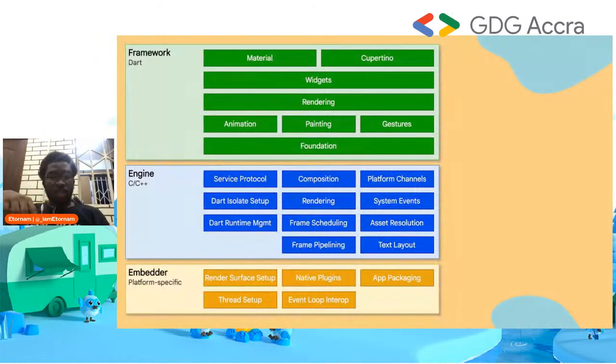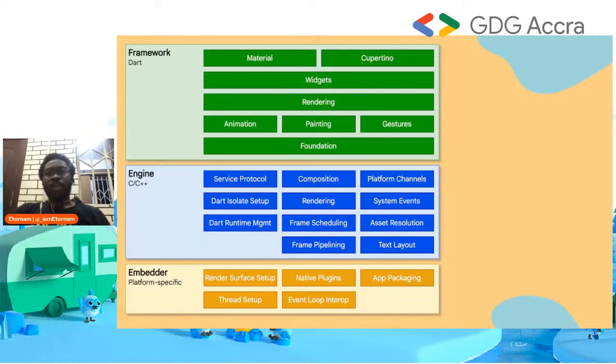So the engine is basically written in C and C++ using the Skia engine. Skia is an open source engine, and it is mostly used in developing games. So just imagine using a gaming engine to develop normal apps. That is why Flutter runs at 60 FPS without any issue.